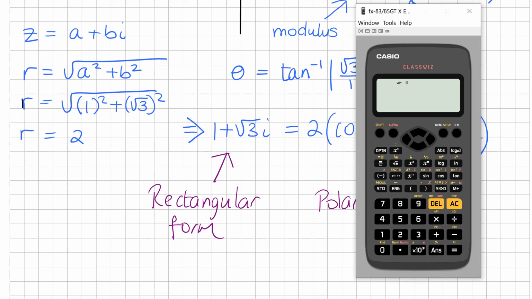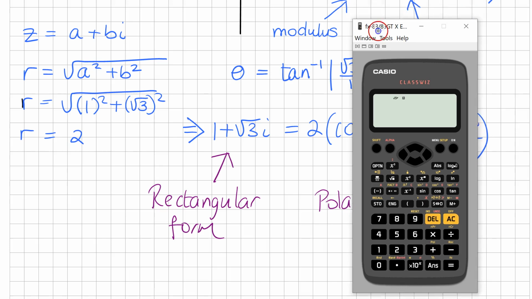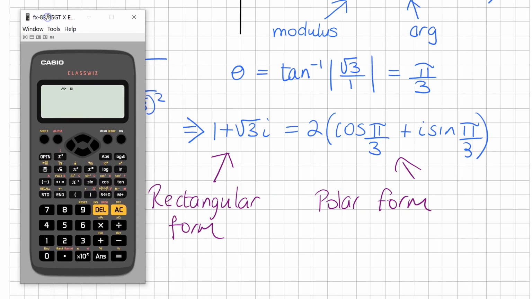Now I'm going to show you how you can do these on the calculator as well, just so you can check your answer. For 1 plus root 3i, I have an answer of 2 times cos pi over 3 plus i sine pi over 3. So we go shift and pol, and we enter our complex number as 1 comma root 3, no i's, close my bracket and press equals.